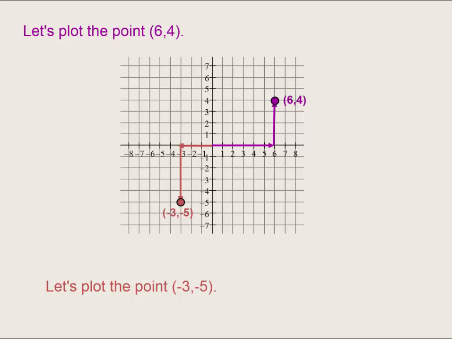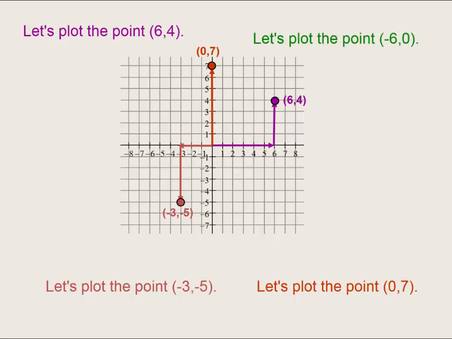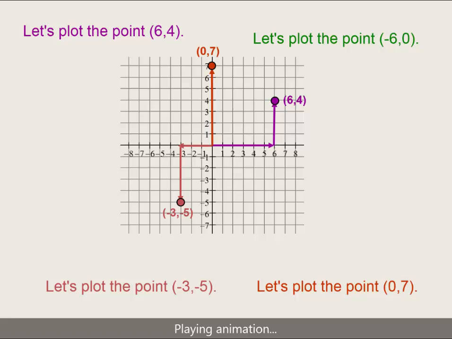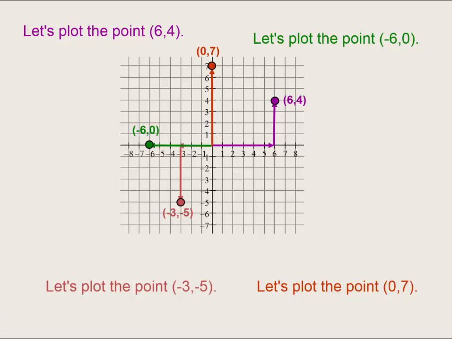Okay, so the next one that we're going to plot is the point 0, 7. So again, we always start at the origin. We do the x first and then the y. Now 0, 7, we stay at the origin, and then we just go up to 7, and that's the point 0, 7. And then the next point that we're going to plot is the point -6, 0. Again, we start at the origin. We're going to go towards -6, and then we're going to stay there because the y coordinate is 0. And that's what it looks like.